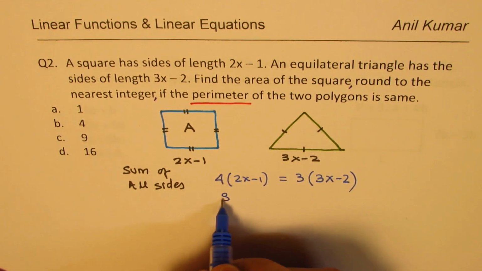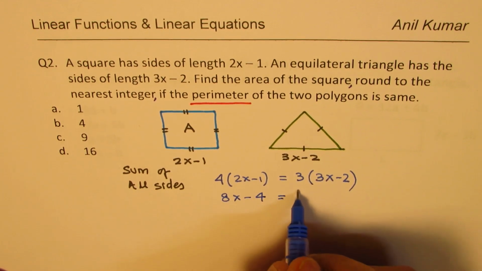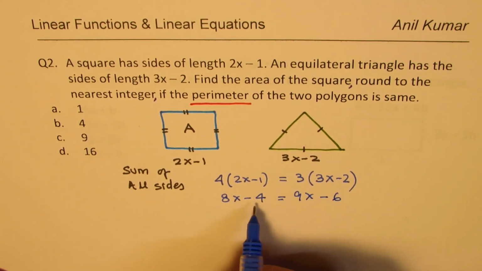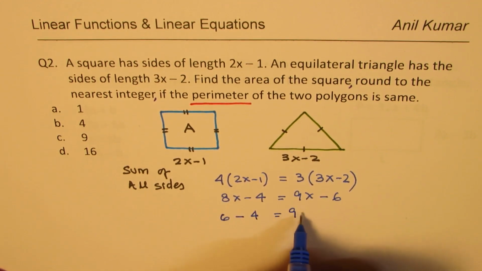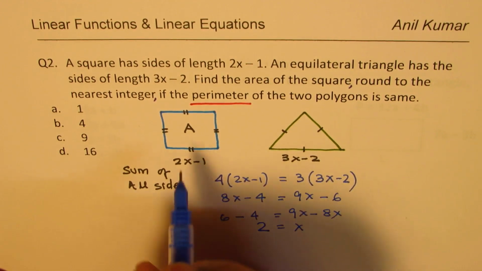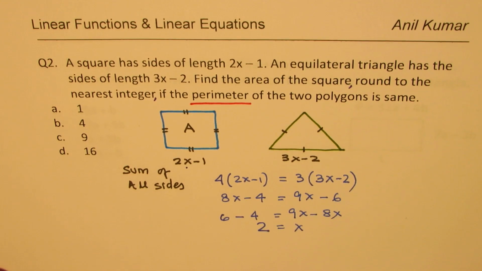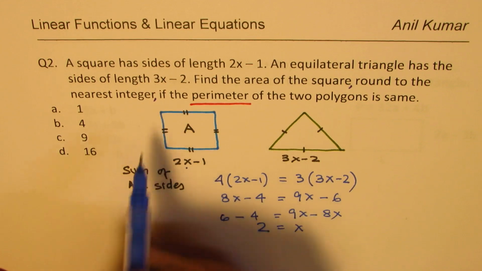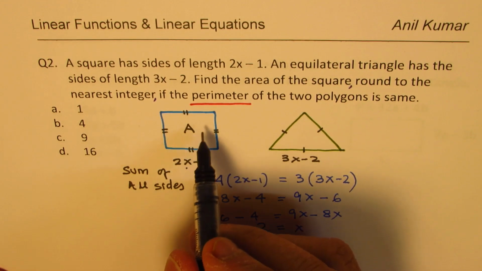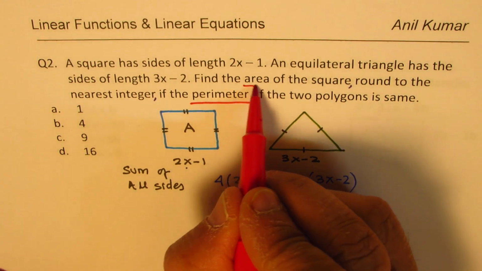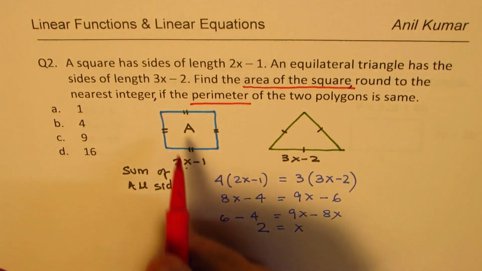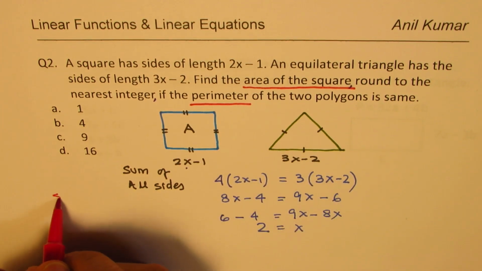So open the bracket. So we get 8x minus 4 equals 9x minus 6. Bring the like terms together. We get 6 minus 4 equals 9x minus 8x, or the value of x is 2. So we now know that the value of x is 2. Correct? So if the value of x is 2, what are the sides of the square? Since we need to find what area of the square, right? So we still have the value of x, but we don't have the side length. So now we'll say side length.